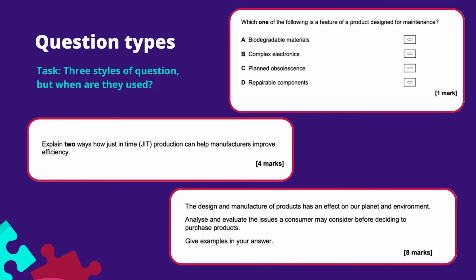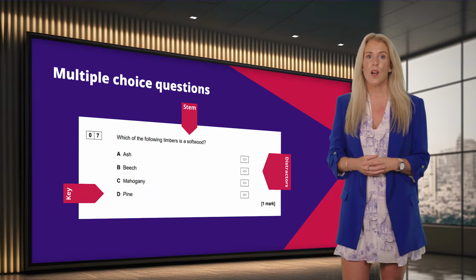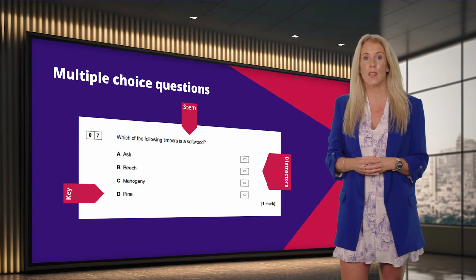Look at the marks that are available. Look at the command words that we use in the stem of the question. These are both clues into the type and sometimes depth of response. Here we have multiple choice questions, or MCQs, short answer, and extended response questions. We're going to start with multiple choice questions, or MCQs.